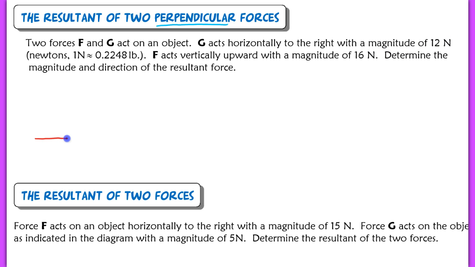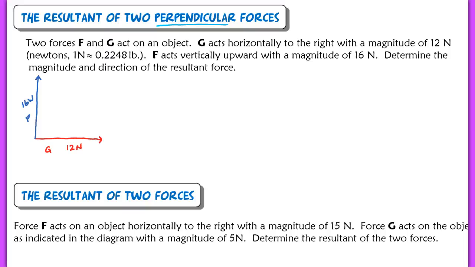So here's G acting horizontally to the right. This is why it's a vector, because it's giving you that direction. It's to the right. So this is force G, and 12 newtons is its magnitude. Now force F acts vertically. So here we're going upward with a magnitude, in this case, of 16 newtons. So this is F.